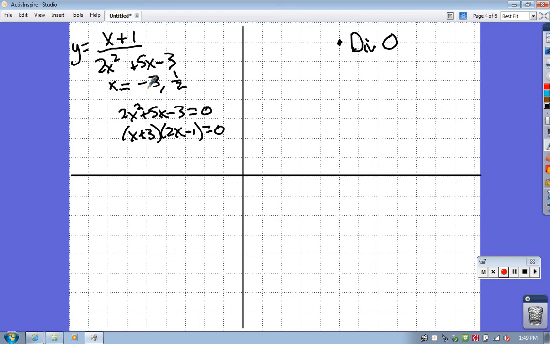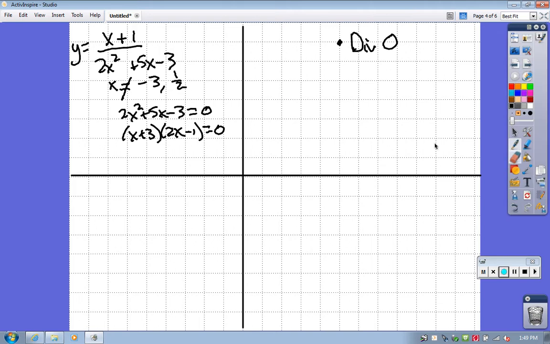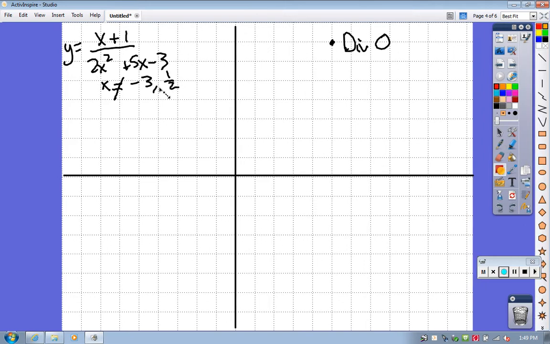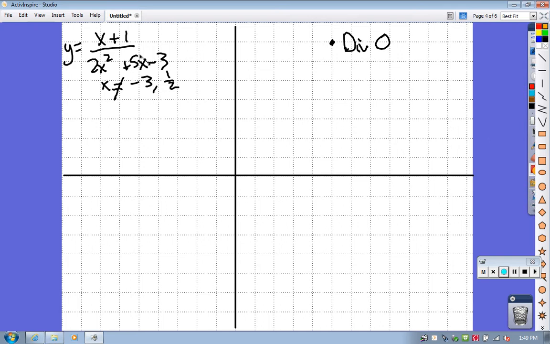And notice I said x equals that because that's the solution to this. But x can't be those things because if I plug in either one, it makes that denominator 0. Can't divide by 0. Okay, so this one's kind of new because now I have 2 places where I can't divide by 0. So x cannot be negative 3. So that gives me 1 asymptote here. And x also cannot be positive 1/2. That's going to give me an asymptote here as well.